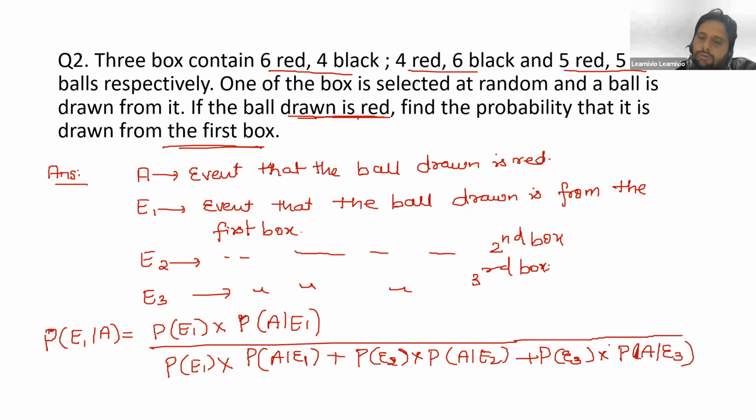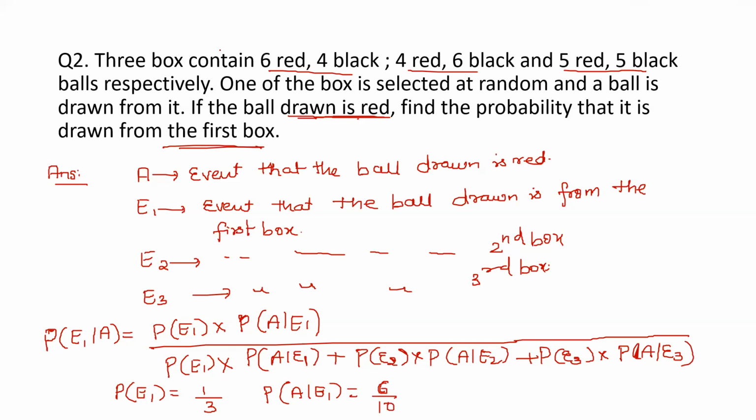Now I will solve some part only. P(E1) means selecting the first bag. So there are three bags. The probability is 1/3. What is P(A/E1)? From the first bag, you need to draw the red ball. So how many red balls do you have? Six. 6/10. Now similarly, you can do the complete question. Please note this down, find all the values, put them in the formula, and tell me the final answer.